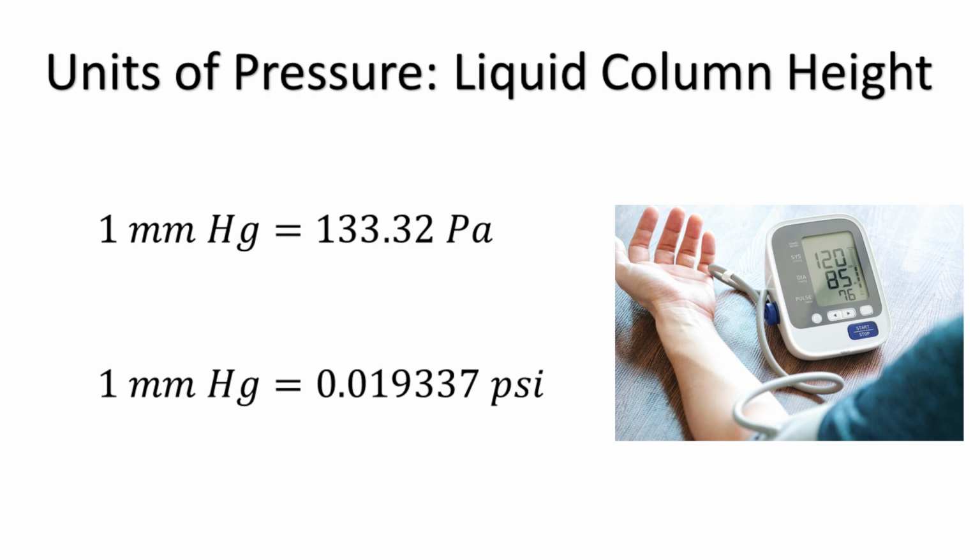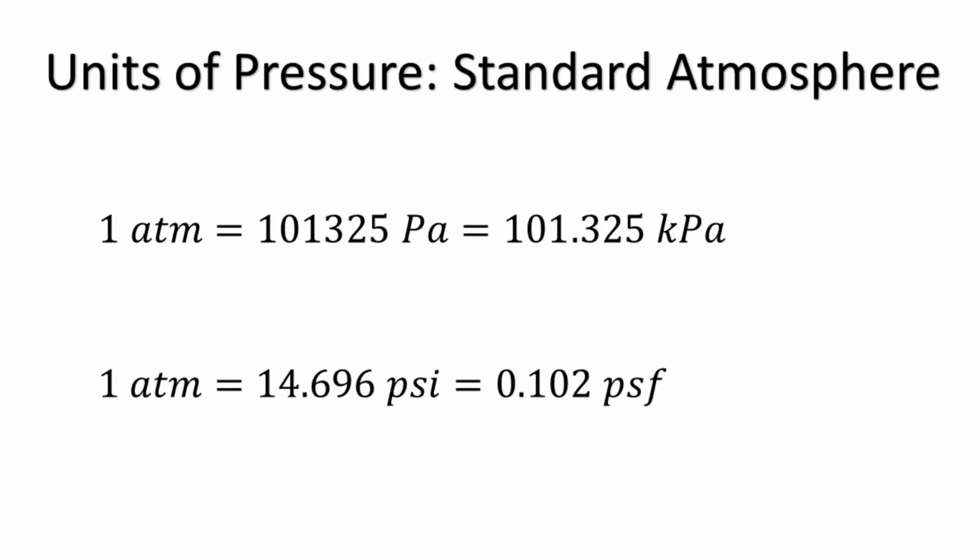2. Liquid column height. According to hydrostatic theories, pressure measurement can be associated with an equivalent height of a column of fluid. For example, when measuring our blood pressure, the readings use the unit of millimeter column height of mercury. In this situation, mercury is the standard liquid used for the pressure measurement. 1 millimeter column height of mercury is equivalent to 133.32 pascals.